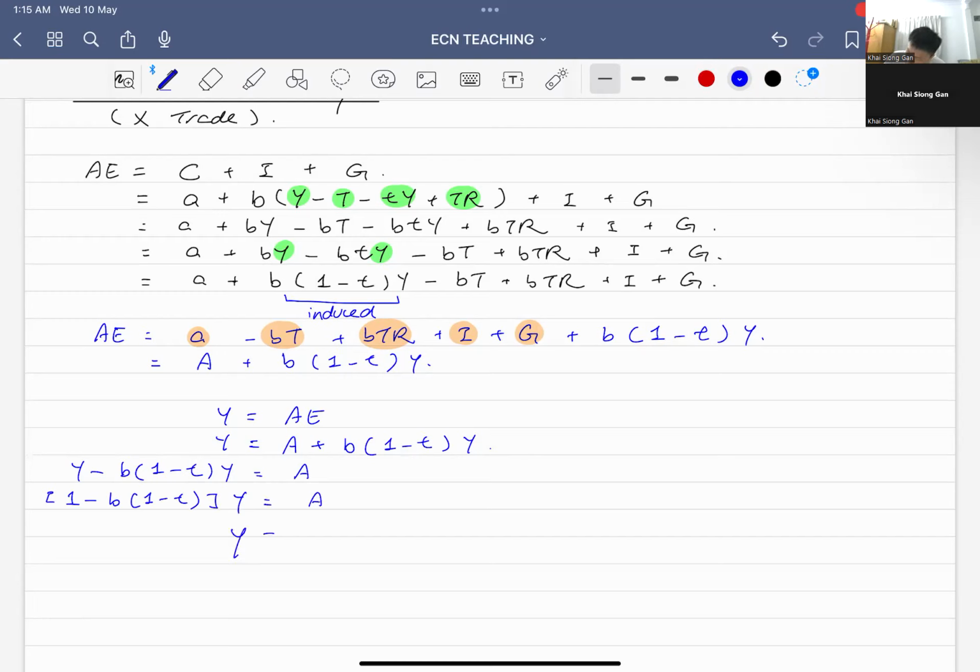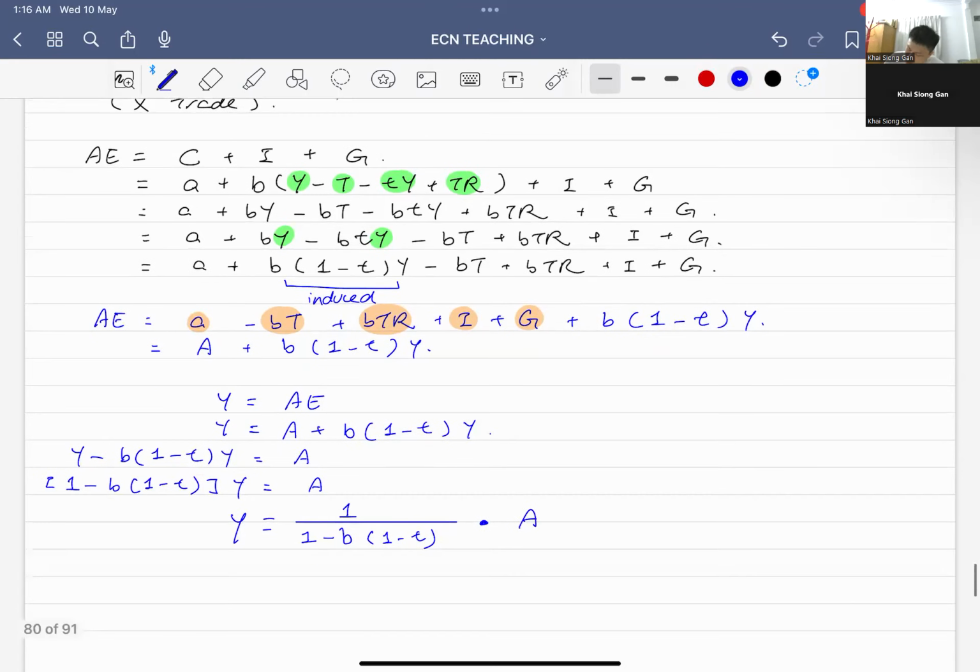So now I want to remain Y on the left. I want to find out the equation for Y here. So I move the one on the left to the right here: 1 over 1 minus b(1 minus t), times A, the autonomous expenditure. So therefore now you can see one thing already. This becomes my multiplier times A.